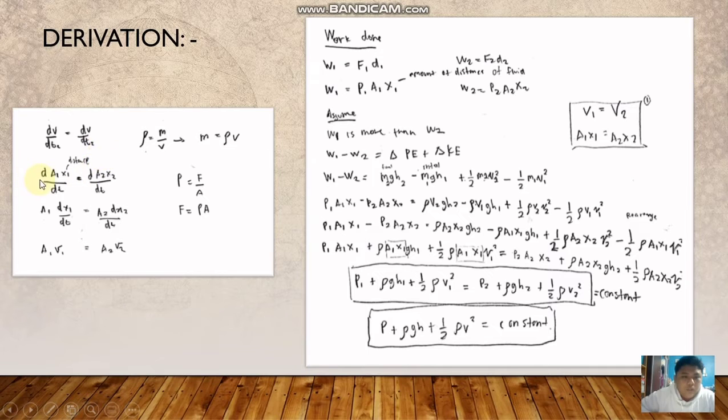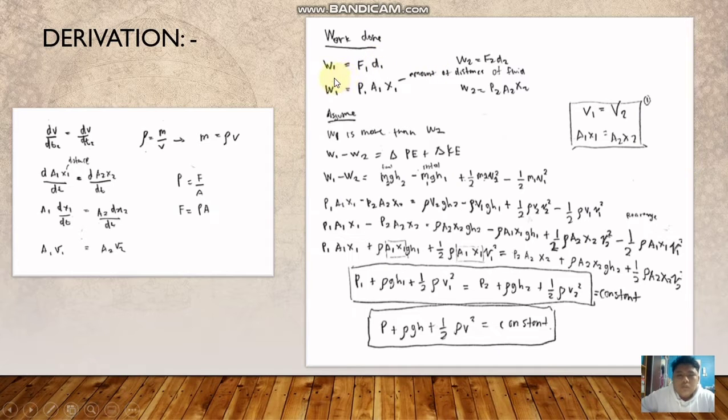Okay, we get A1 times x1, which is the distance, divided by delta t, and A2 times x2, which is distance 2, divided by delta t. So we will get A1 times v1 equal to A2 times v2. Hence, this is the formula for density, where mass is equal to density times volume. Also, pressure is equal to force over A. So this is the work done.